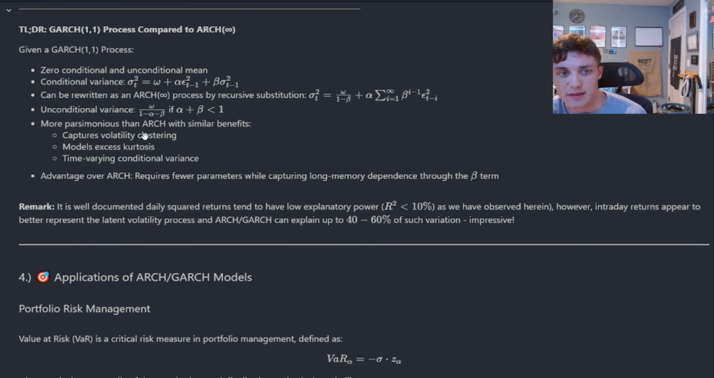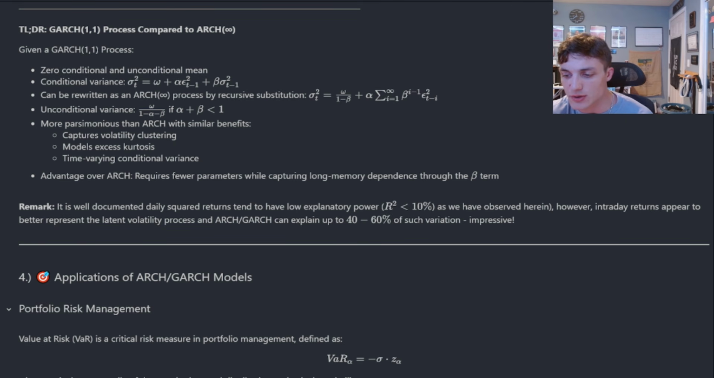It captures this volatility clustering, models excess kurtosis. It has a time varying conditional variance. And really here, it's going to require fewer parameters, capturing long memory dependence through the beta term. So unlike ARCH, which has this infinite order that you would need to capture those dynamics, we can capture that through this beta term.